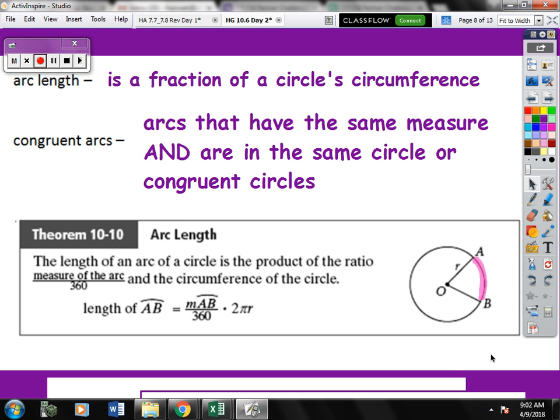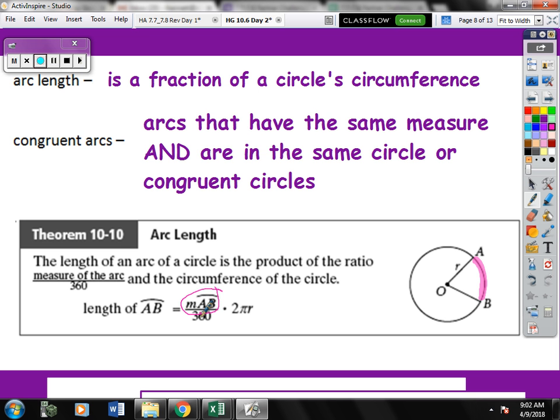Now, the formula they have here in theorem 10/10 for arc length tells you that to find the length of an arc, you're going to take the measure of that arc, which is in degrees, divide it by 360, because that's the whole circle, and then multiply that by the circumference formula. So this is a fraction of the circumference.